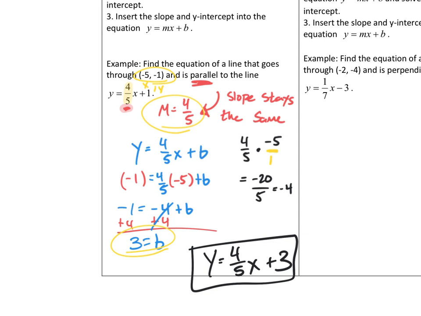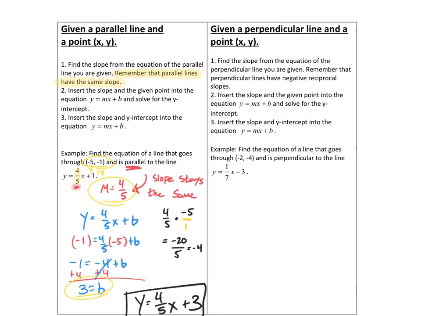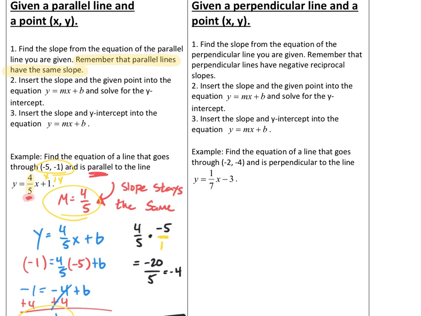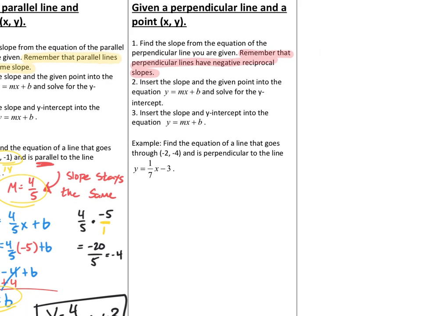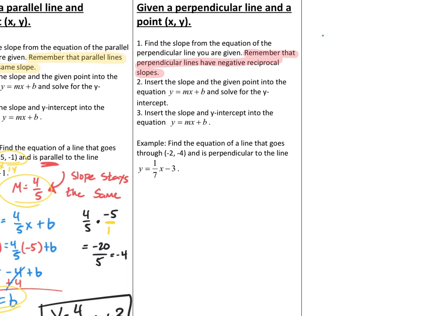That was a little quicker. Are you okay? The biggest thing there is knowing that parallel slopes are the same. And the reason I'm making that a big deal is because you could have a perpendicular slope, okay? If it is a perpendicular slope, you need to know that perpendicular lines have negative reciprocal slopes, okay? I'm going to give you an example out here to the side, okay? An example of a negative reciprocal.